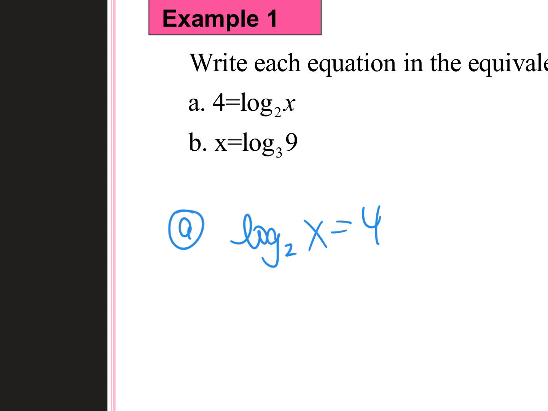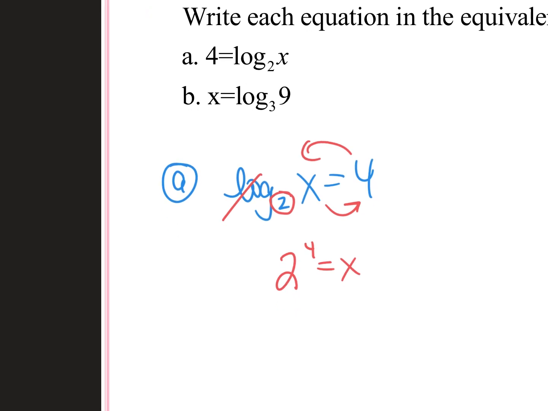So to go from log to exponential, your little number becomes the big what? The big base. And then what happens with the 4 and the x? Okay, so I'm going to have an x up here. Sorry, I'm just kidding. I'm going to have the 4 here and the x here. Everybody see that? Now, if you're going to solve this equation, what is 2 to the 4th power? x equals 16. That's it. Super basic.